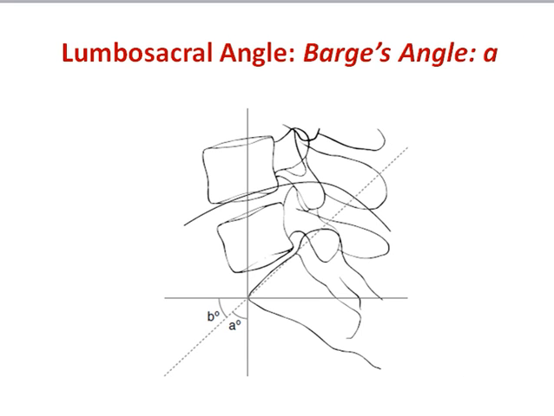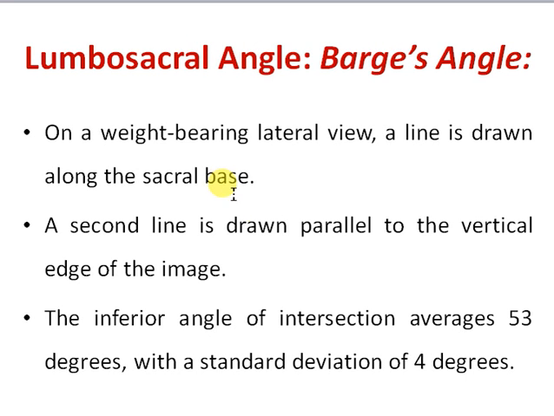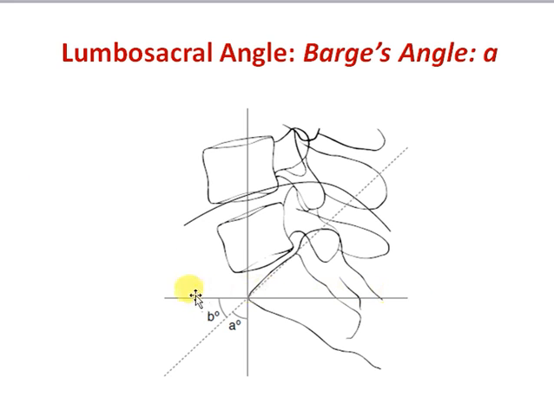There are two angles in the lumbosacral region, the Barges angle and the Ferguson angle. The angle A is the Barges angle. Now, for the Barges angle, on a weight bearing lateral view, a line is drawn along the sacral base. So you first draw a line along the base of the sacrum. This is the base of the sacrum.